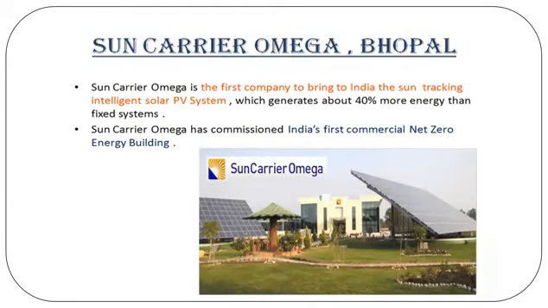Second one, Sun Carrier Omega in Bhopal. Sun Carrier Omega is the first company to bring to India this sun tracking intelligent solar PV system. We generate about 40% more energy than a fixed system. Sun Carrier Omega has commissioned India's first commercial net zero energy building.